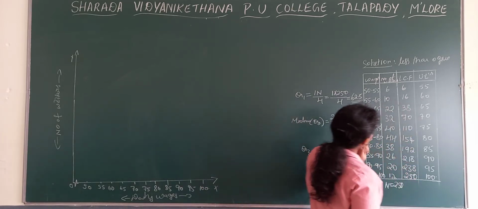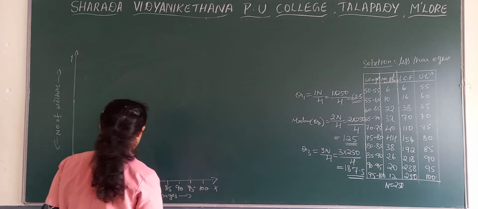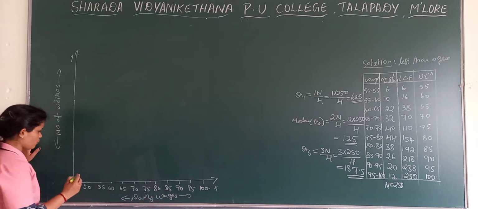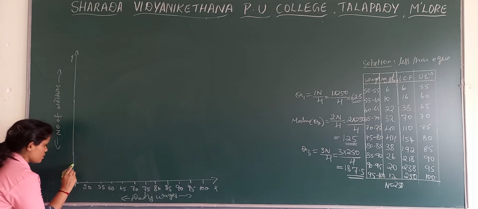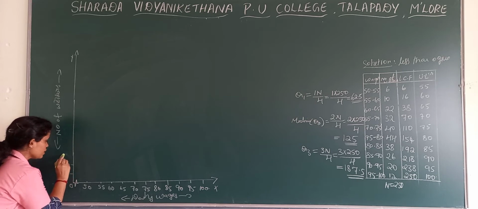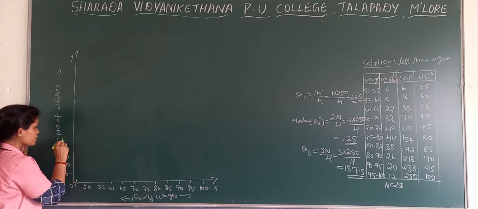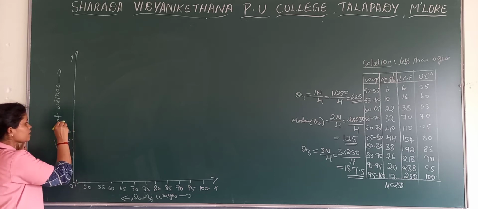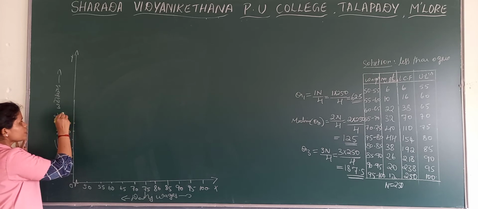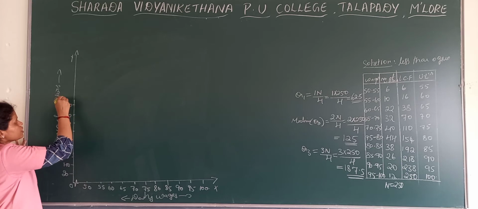The smallest value is 6. 6, 16, 38. It's better to start from 20, 40, 60, 80, 100, 120, 140, 160, then 180, 200.